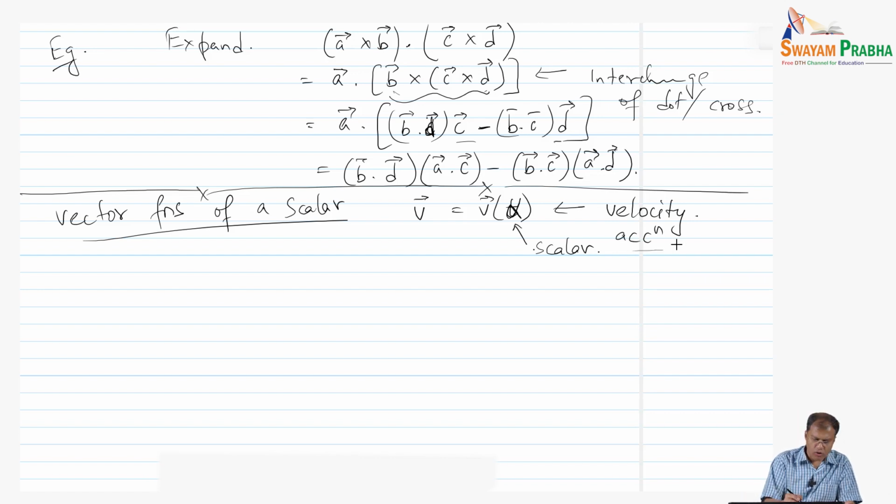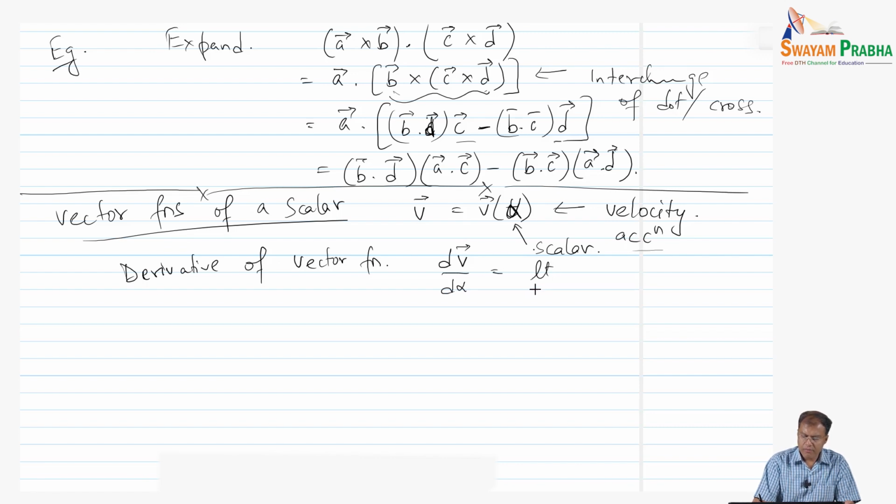And we can talk about derivatives of vector functions by the following limit: dv d alpha to be the limit as delta alpha goes to 0 of v of alpha plus delta alpha minus v of alpha, divided by delta alpha. Okay.